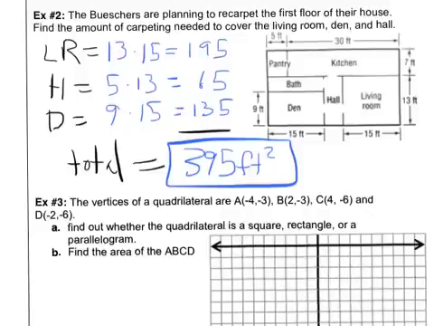Okay, so I got living room is 13 by 15, which is 195. The hallway is 5 by 13, which is 65. I got that 5 because up here we see that the base is 30 plus 5. Down here I have 15 and 15, which makes 30. So I just need 5 more for this hallway. So 5 by 13. The den is 9 by 15, so that makes 135. Add these all up, and you get 395.